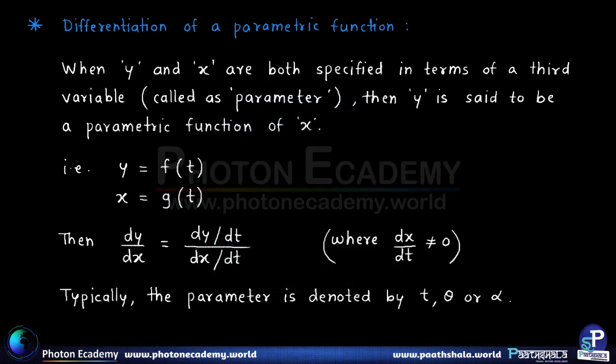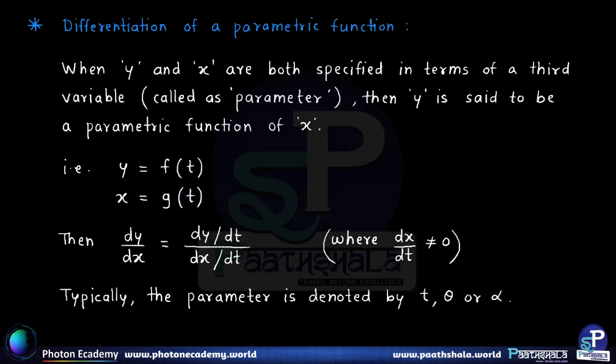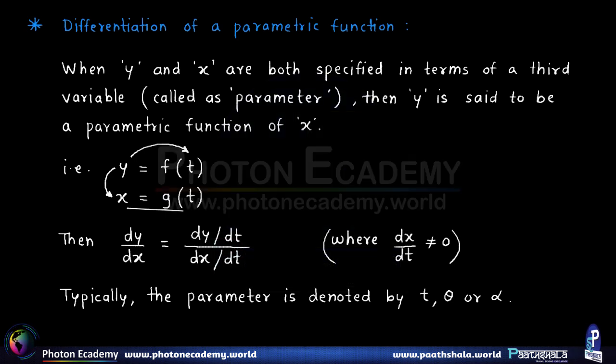So by parametric function we mean that y and x are not expressed in a single equation, but they are expressed indirectly in terms of a third variable called a parameter. So if we want to find the derivative of y with respect to x, then that is equal to the derivative of y with respect to t divided by the derivative of x with respect to t. Okay, so that is what is called parametric differentiation.